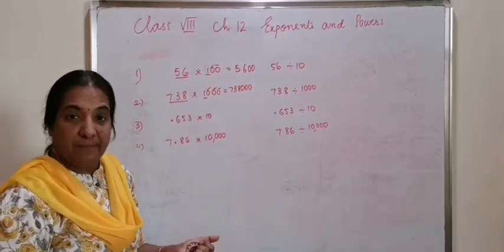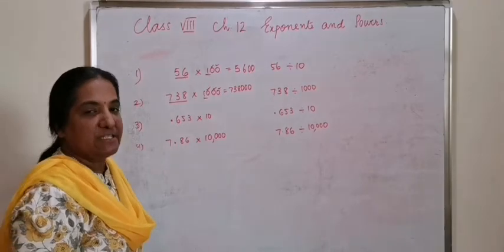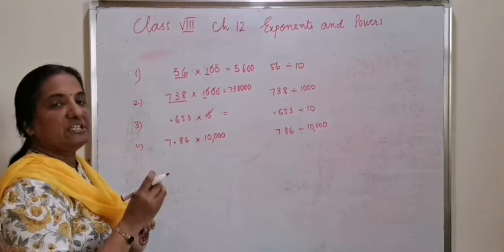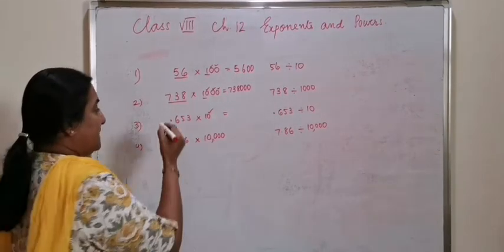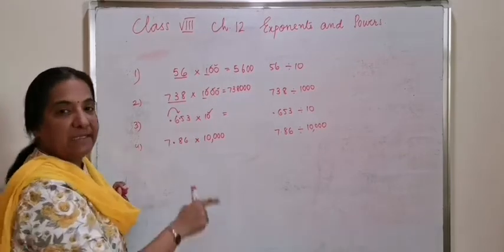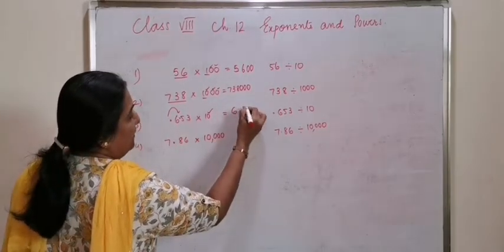What about decimal numbers? What will happen to the decimal point is based on the zeros, or if it is multiplication by 10, the decimal point will get shifted one place to the right. That is 6.53.